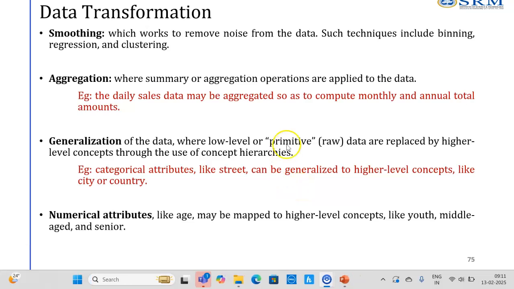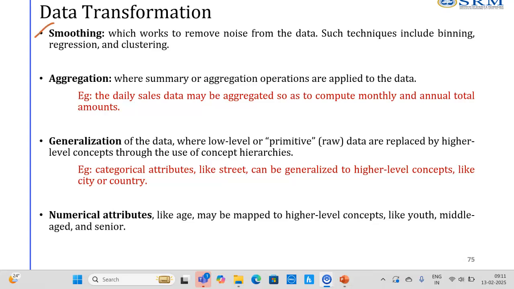Hi all, in this video let's see about data transformation. So what are the different things that you could see to transform the data, the different methods you could use to transform the data? So let's see, the first one is smoothing.